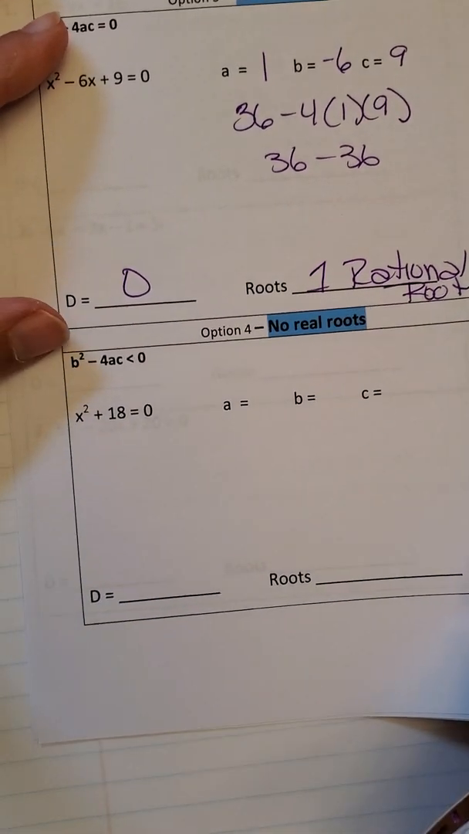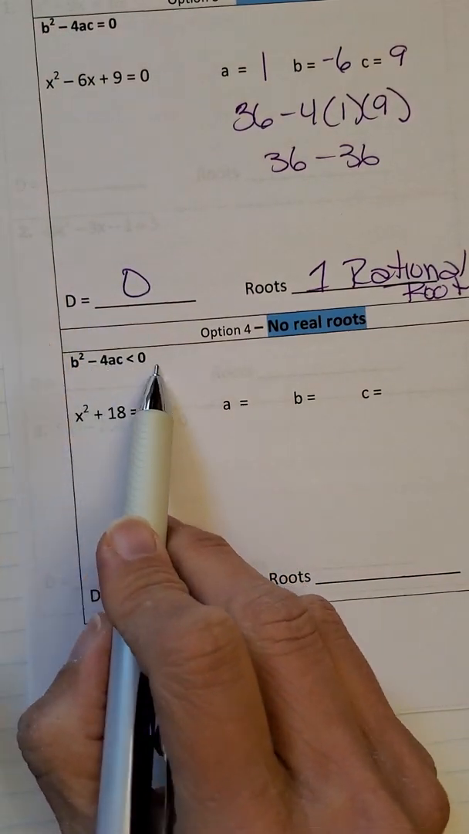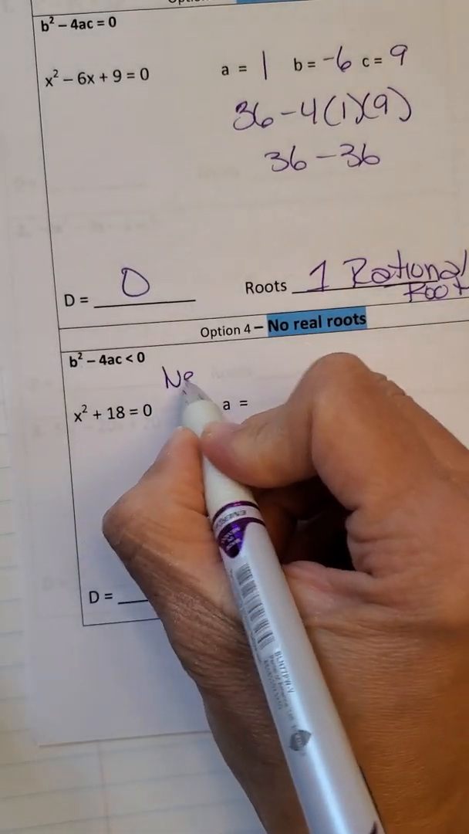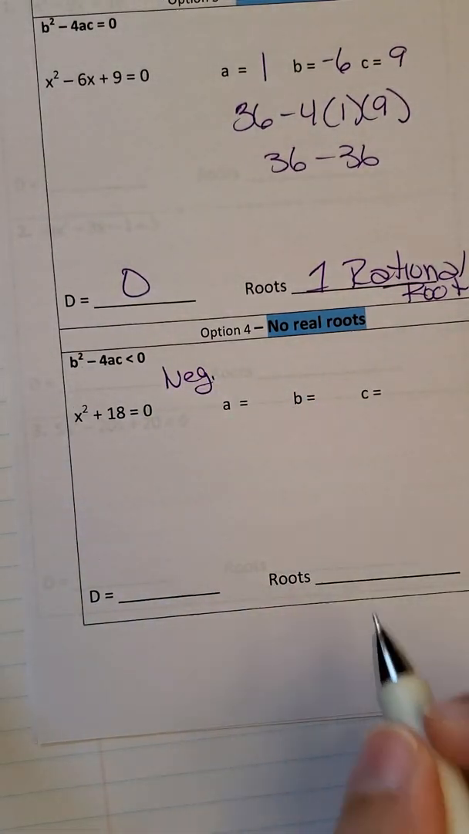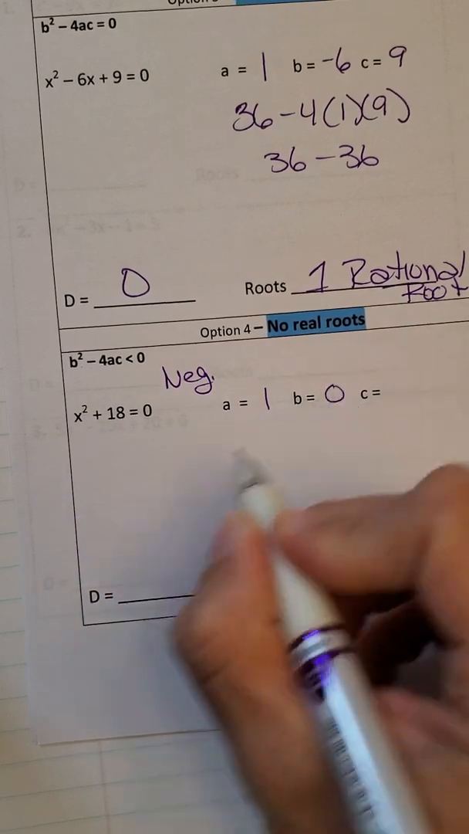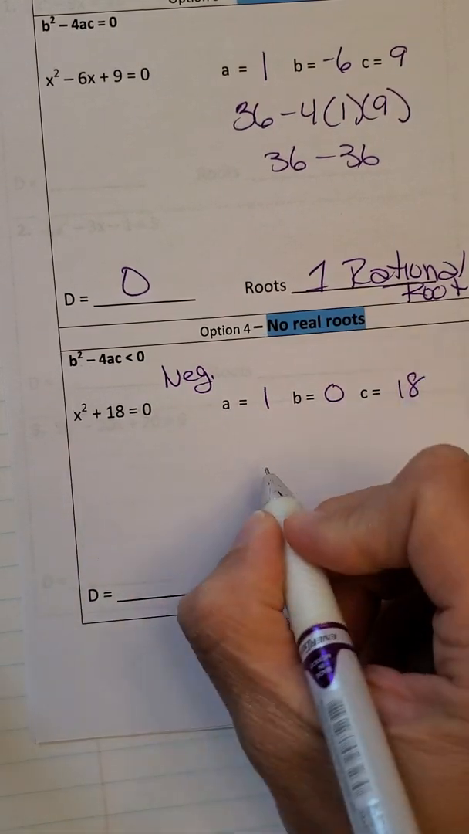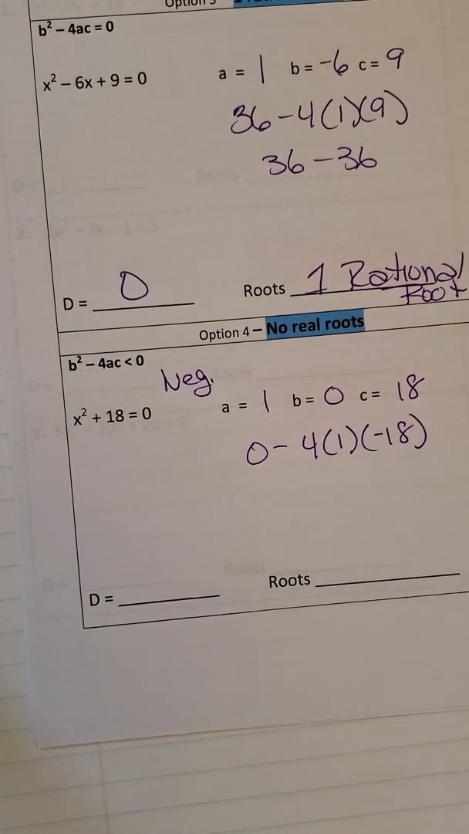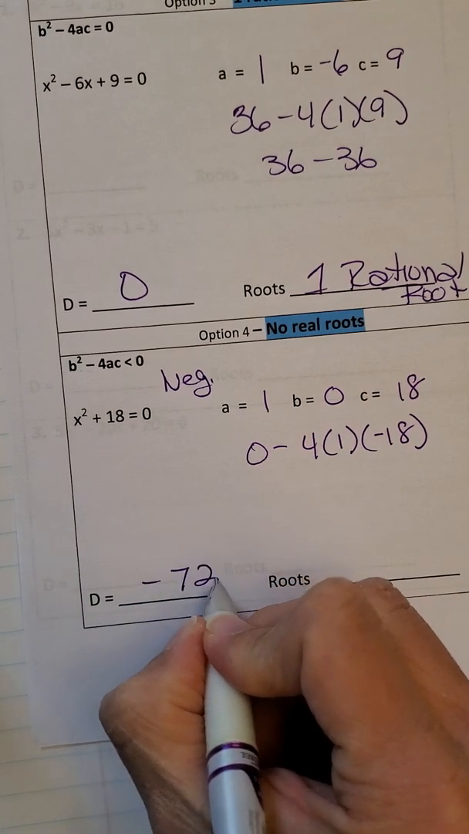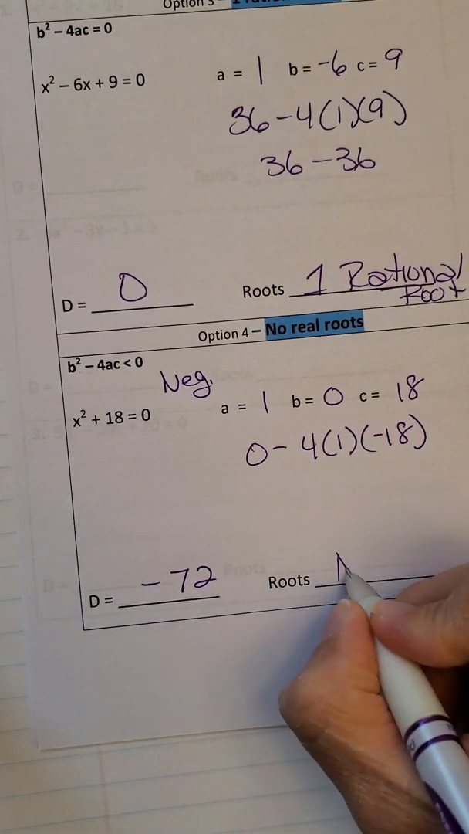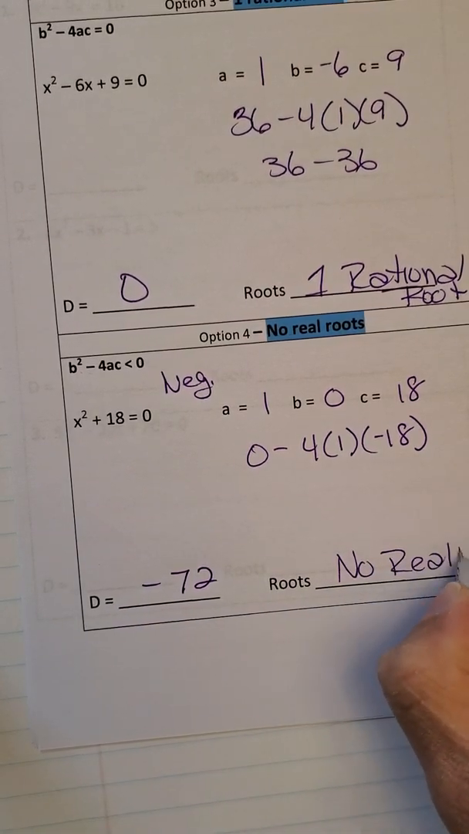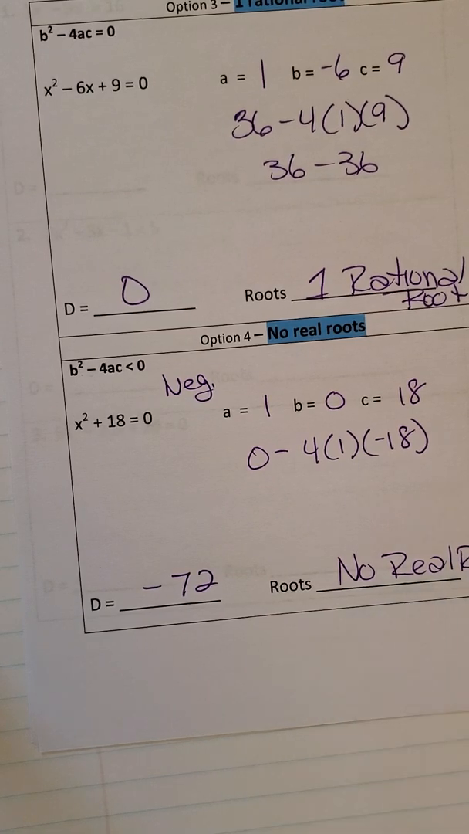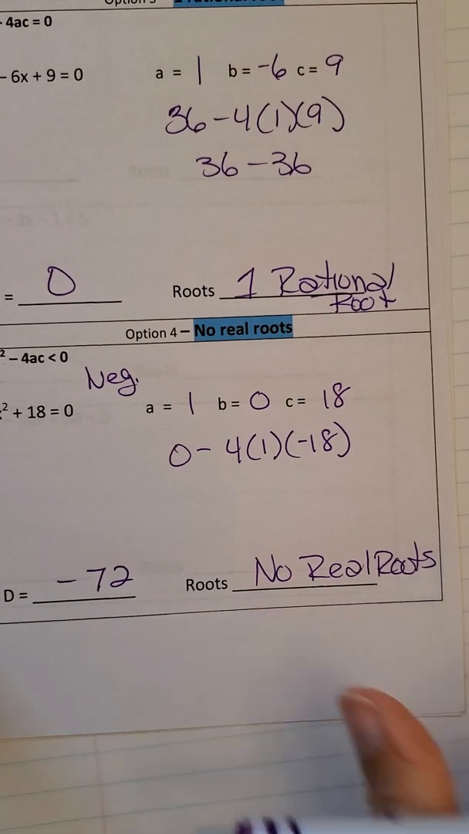My last option is when the discriminant is less than 0. What does that mean? It means negative. So a is 1, b is 0, because there's no x, c is 18. So b squared minus 4 times a times c, and 4 times 18, that's negative 72. Since it's negative, I have no real roots. Later you'll learn about imaginary roots, but I have no real roots.